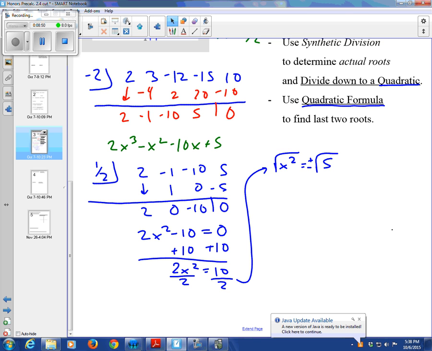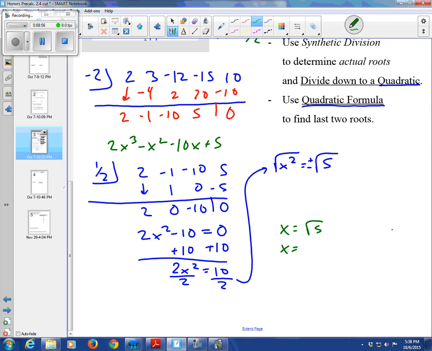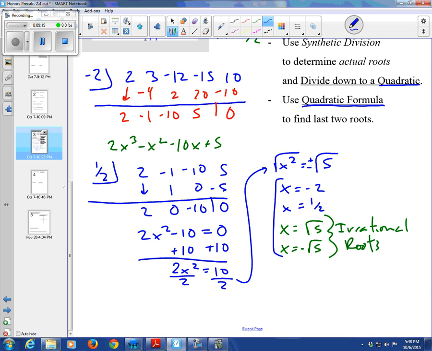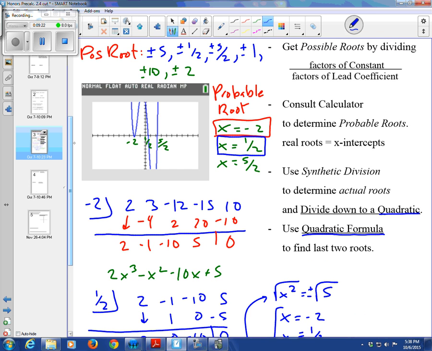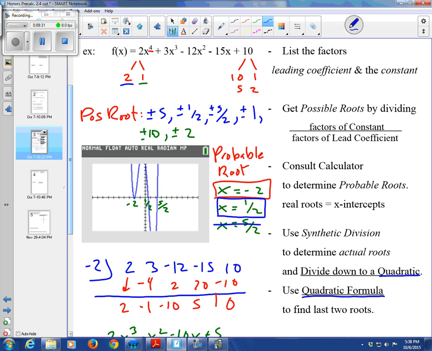Now, the square root of 5 is an irrational number. So right here, we've got x equals the positive square root of 5 and x equals the negative square root of 5 as two irrational roots. And these are two roots that were not in our list, right? So basically, with our two rational roots, x equals -2 and x equals 1/2, we've got all four roots of our quartic polynomial up here. We can say, because we've already found all four of our roots, that x equals 5/2 would not have worked out for us with synthetic division, and neither would any of our other possible roots.